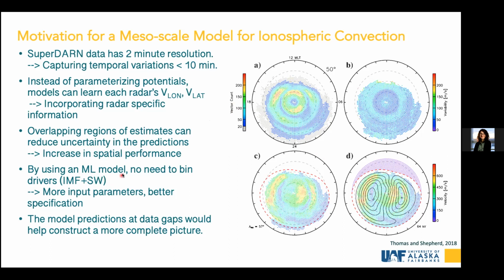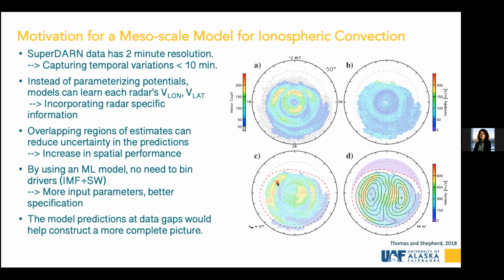And again, if we try to come up with this machine learning based predictive model, we no longer have to bin the IMF and the solar wind parameters. So we can really look at the variation between the certain drivers as well. So it will help us better specify what the output potentials could be. And then lastly, if there are not good enough data, SuperDARN potentials omit these intervals. So with a machine learning model or a predictive model, we can really fill in those gaps.